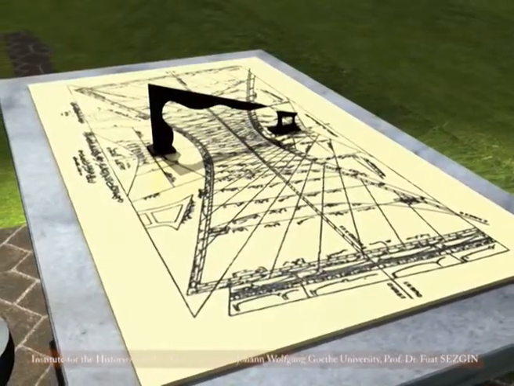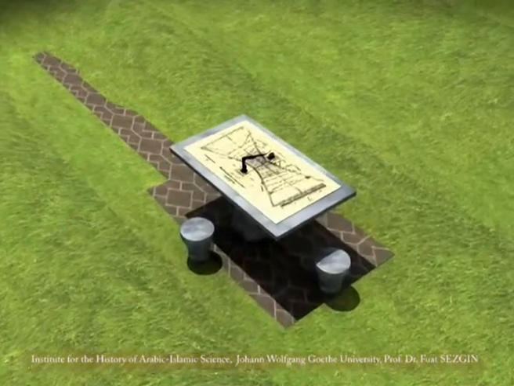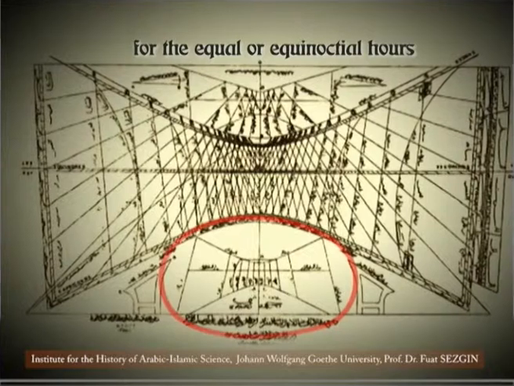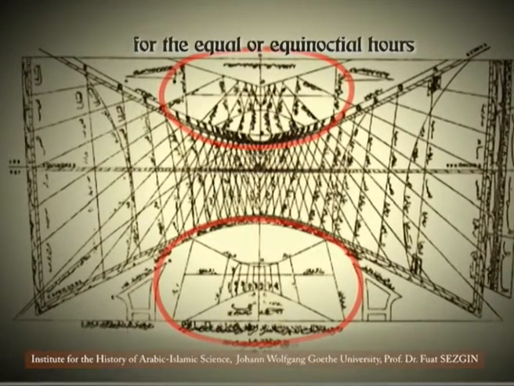The sundial consists of 3 parts. The central part shows the unequal or temporal hours with a precision of 4 minutes. The northern and the southern parts are calibrated for the equal or equinoctial hours.